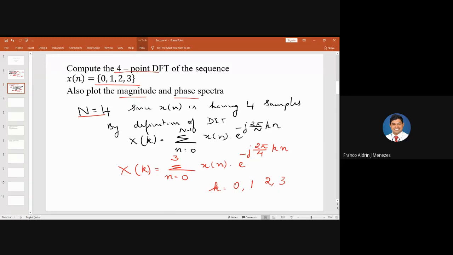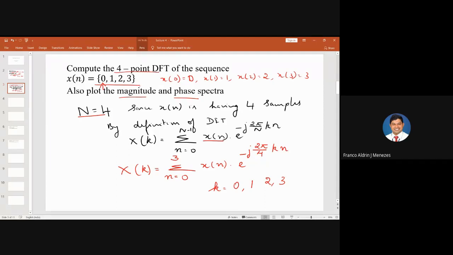For that particular case, we have to see the sequence x of n. So the first term is x of 0, this will be x of 1, this will be x of 2, and this will be x of 3. If I write the sequence here, x of 0 will be equal to 0, x of 1 is equal to 1, x of 2 is equal to 2, and x of 3 is equal to 3. So this is from the given sequence what we are going to write.